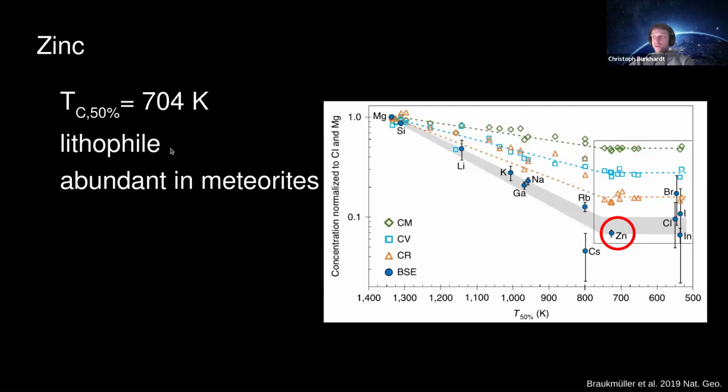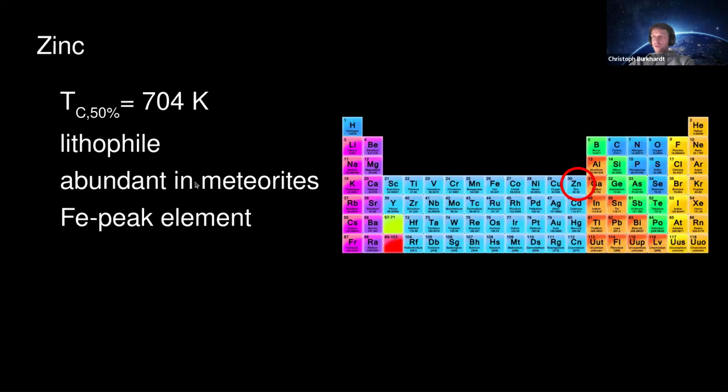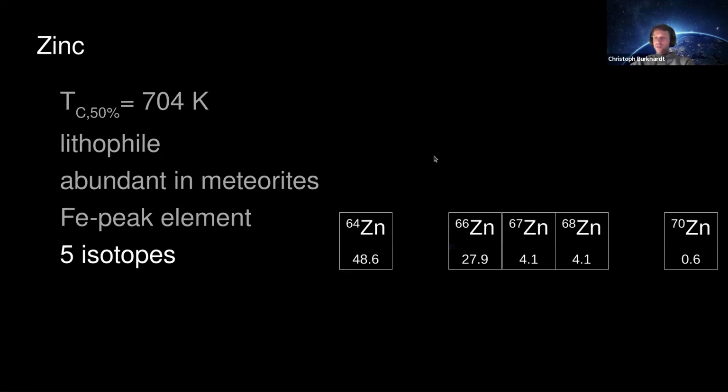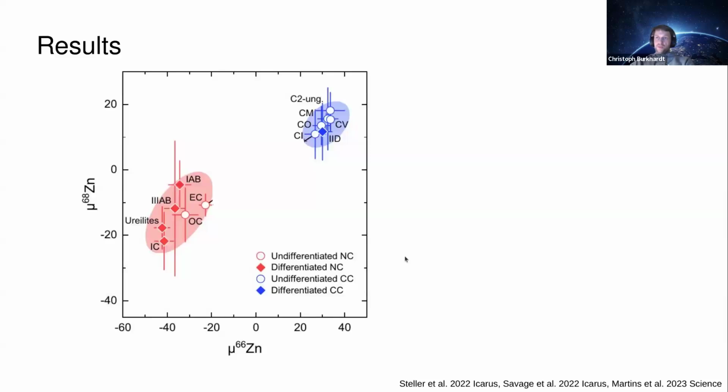Zinc, furthermore, is lithophile, and it's abundant in meteorites, so it's relatively easy to measure. And it's an iron peak element in terms of nucleosynthesis, and other iron peak elements like iron, nickel, chromium, titanium were shown to host isotope anomalies on the bulk scale, so we thought we'd give it a try. And it has 5 isotopes. And these are the results directly. So we struck really gold with this system. There are anomalies in 68 versus anomalies in 66.